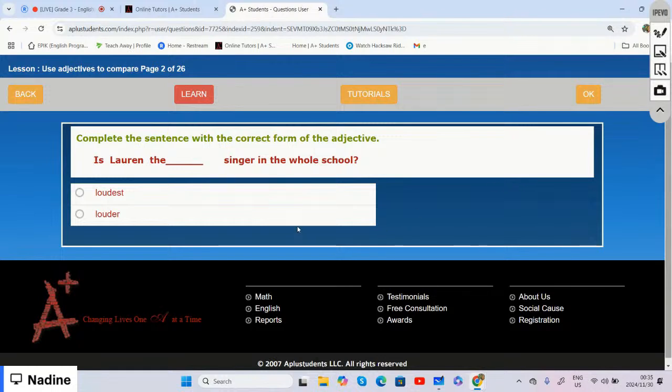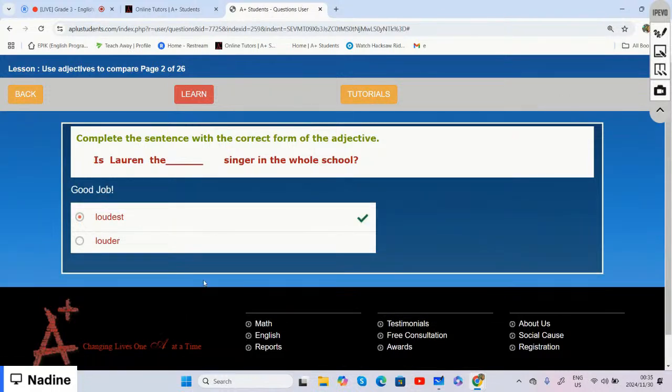All right. And if we were to choose the correct option, we would say, is Lauren the loudest? Option one, singer in the whole school, because she's not just being compared to another person. We're comparing her to the whole school. So well done. Loudest is correct.